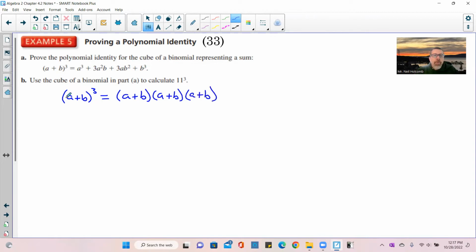Okay. Step one, (a plus b) cubed is (a plus b) times (a plus b) times (a plus b). The next thing I'm going to do is multiply the first two, and I'm going to distribute a times a, a squared. A times b is ab. Okay, this is all positive, so I'm just going to put plus signs.